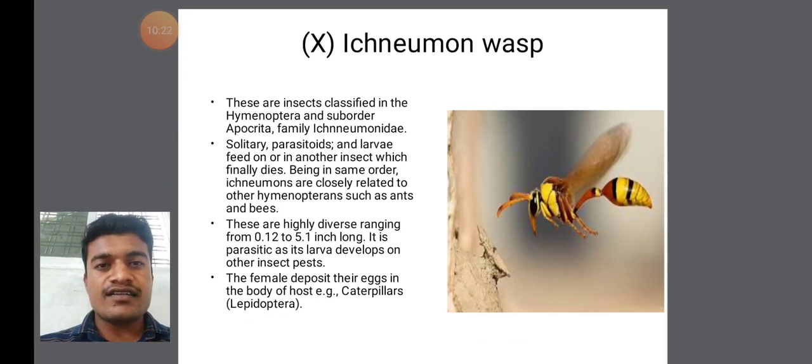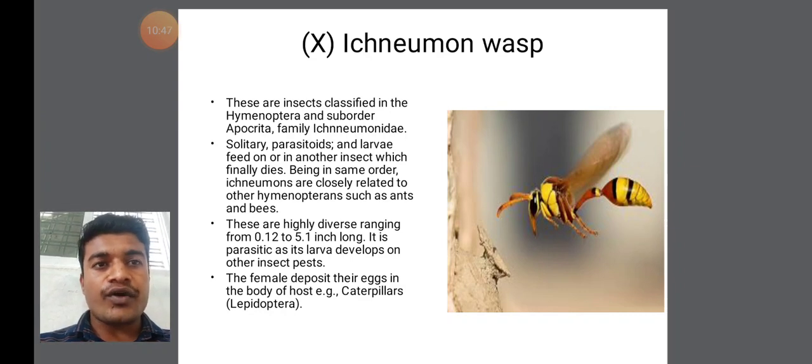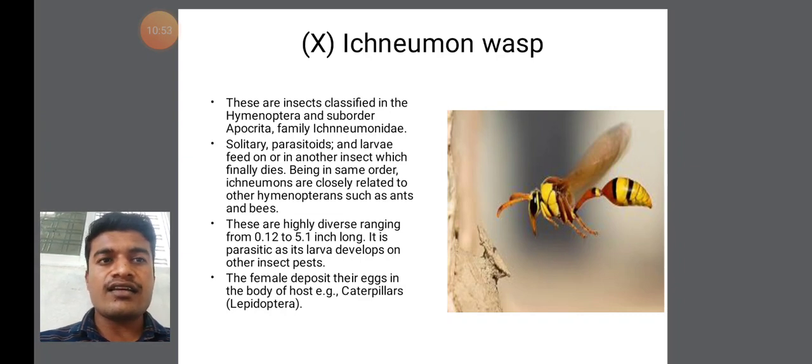The next beneficial insect is the ichneumon wasp. These ichneumon wasps are insects classified in the order Hymenoptera and suborder Apocrita. The family of the ichneumon wasp is Ichneumonidae. These ichneumon wasps are solitary in nature and parasitoids. The larvae of the ichneumon wasp feed on or in another insect, which finally dies. Being in the same order, ichneumons are closely related to other hymenopterans such as ants and bees.